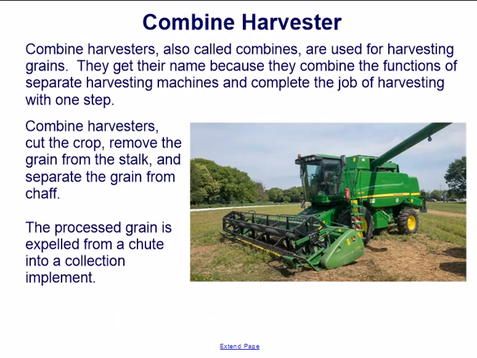Combine harvester. Combine harvesters, also called combines, are used for harvesting grains. They get their name because they combine the functions of separate harvesting machines and complete the job of harvesting with one step. Combine harvesters cut the crop, remove the grain from the stalk, and separate the grain from the chaff. The processed grain is expelled from a chute into a collection implement.